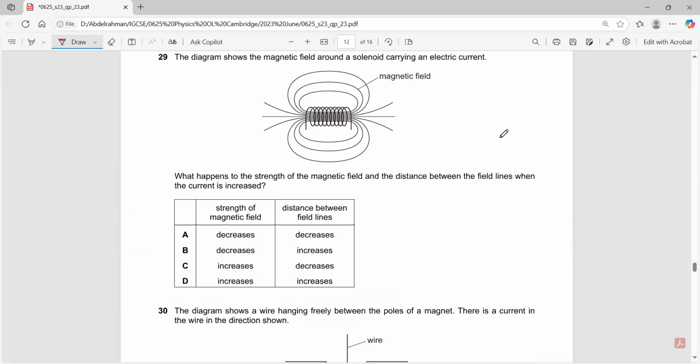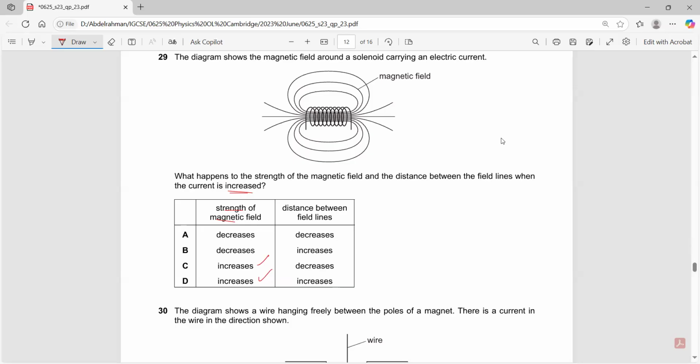The diagram shows the magnetic field around the solenoid carrying an electric current. What happens to the strength and the distance between the lines when the current is increased? As you increase the current, what happens to the magnetic field strength? It increases, right? What about the distance between the lines? The distance decreases as you increase the magnetic field strength.